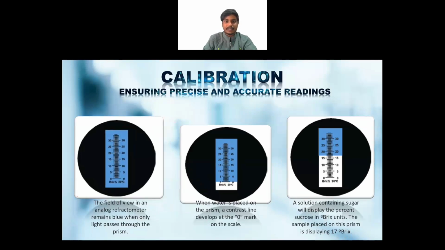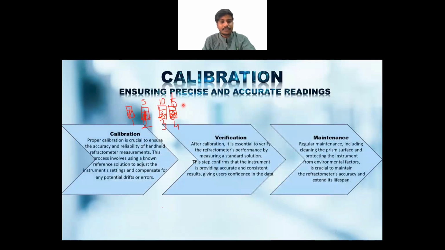After calibrating, it is essential to verify the refractometer's performance by measuring a standard solution. This step confirms that the instrument is providing accurate and consistent results, giving users confidence in the data. And then maintenance. Regular maintenance, including cleaning the prism surface and protecting the instrument from environmental factors, is crucial to maintain the refractometer's accuracy and extend its lifespan.